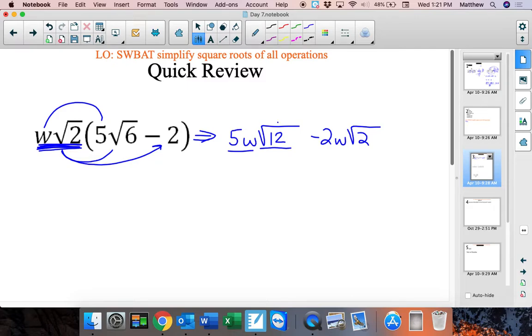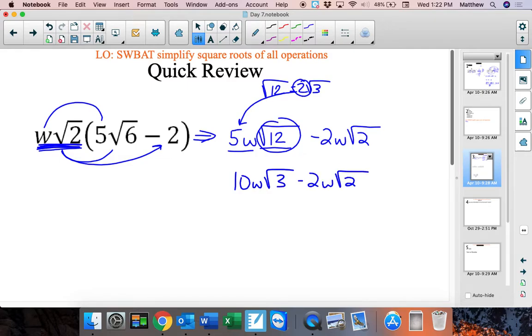And before I go on, I notice that root 12 can be simplified. I know root 12 is 2 root 3. We've done that a lot. It's 2 times 2 times 3, so 2 root 3. So I'm going to take this 2 times this 5, and I'm going to get 10 W on the outside and just a root 3 minus 2W root 2.